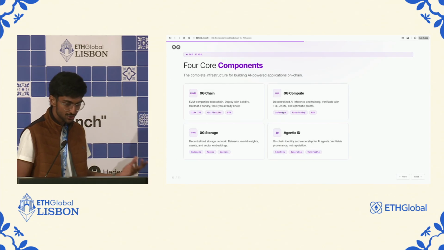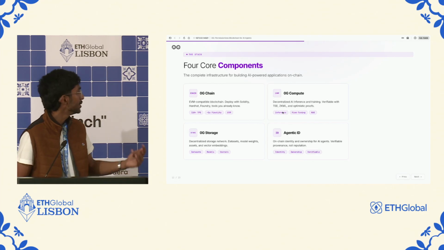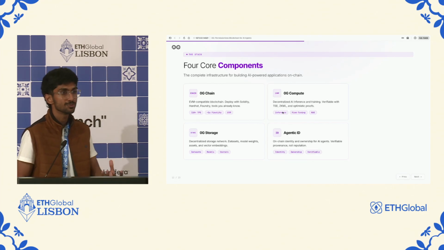And yes, this is the same thing as I mentioned. We have the chain, compute, storage, and agentic ID, which I mentioned is an NFT tied to your model or your agent, and you will be able to transfer it or have sole ownership of it.